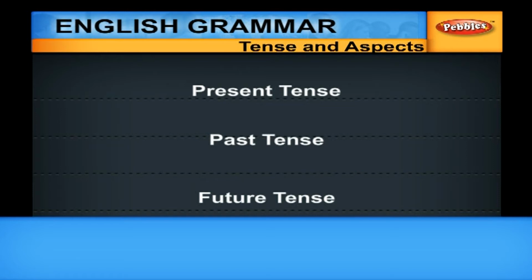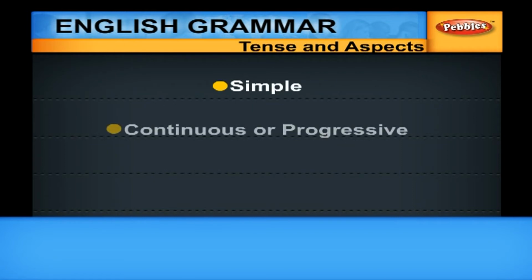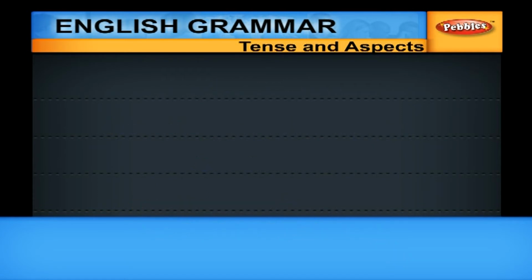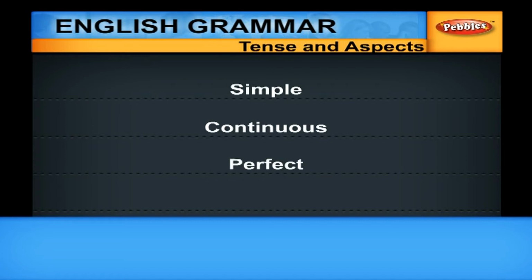Within each tense, you have variants. What kind of action is performed in that time? This is what we call aspect. There are 4 aspects. First one is simple. Second one, continuous or progressive. Third is perfective. And fourth is progressive perfective, or what we call perfect continuous. There are 4 aspects for each tense: simple, continuous, perfect, perfect continuous. We have 12 constructions, 4 aspects for each tense.